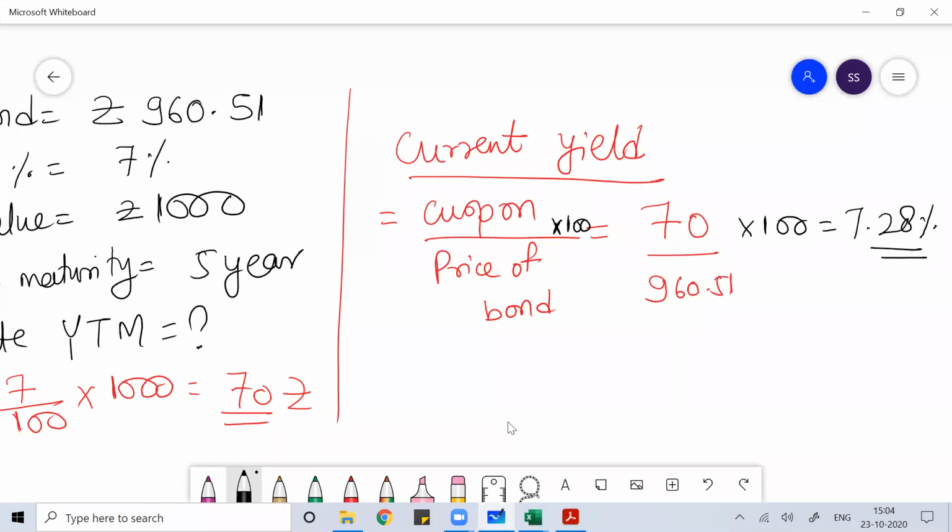In the case of current yield, we don't consider the time value of money, and we simply find what the yield is. Whenever you are investing in the bond market, what yield can you get right now? That is nothing but the coupon. Coupon is the interest you're getting. Price is the money you're paying for the bond. With that, you will get the current yield. I hope nobody has any doubt on that part.